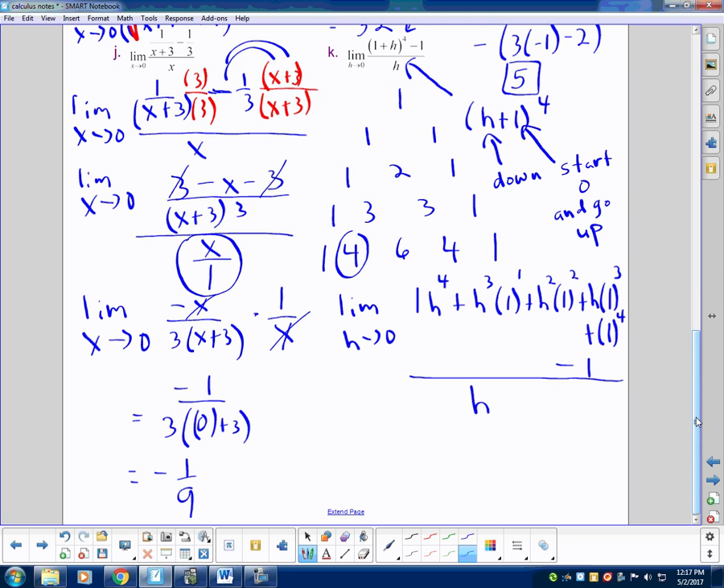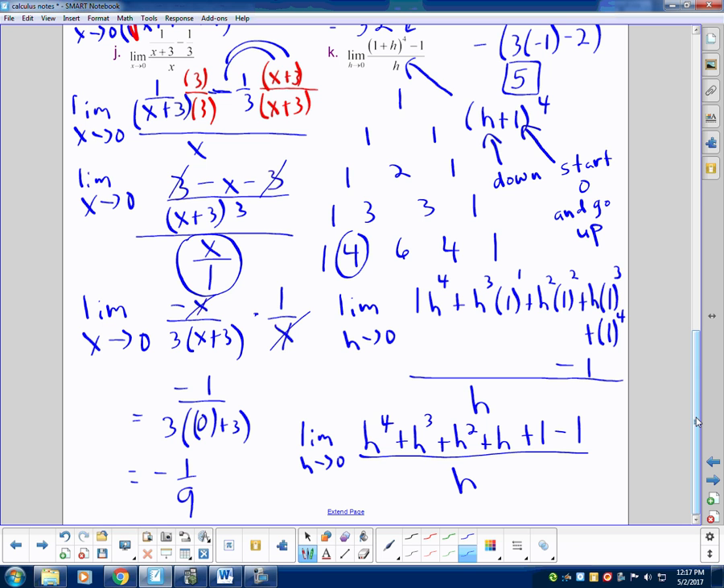So let's clean this up a bit. We have the limit as h approaches 0 of 1 plus h to the 4th expanded out, which is h to the 4th plus h cubed plus h to the 2nd plus h plus 1 minus 1 all over h. Nothing has canceled out yet.